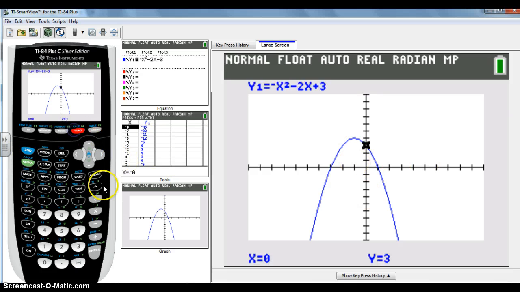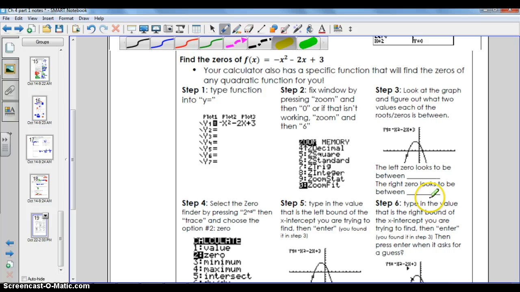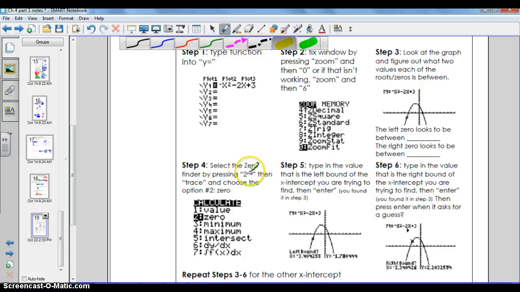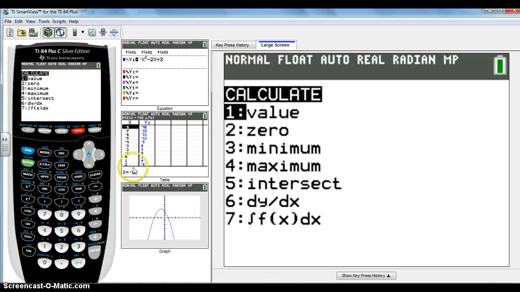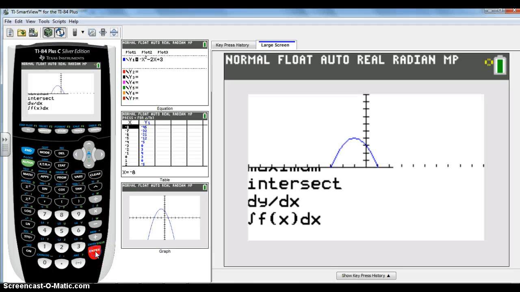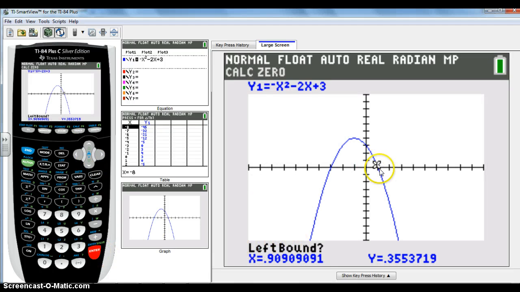But if we hit that trace button, we can trace over until we get to that point. And if we want to look for a 0, then we can go to the second trace button and go to number 2, which is zero, and then we'll go to the left of that and to the right of that. So let's go ahead and try that. So we want to hit second trace and go down to number 2. And we again want to go to the left of this 0. So make sure that you're to the left of it, or pick a number.